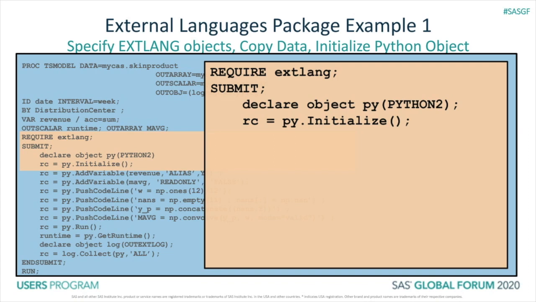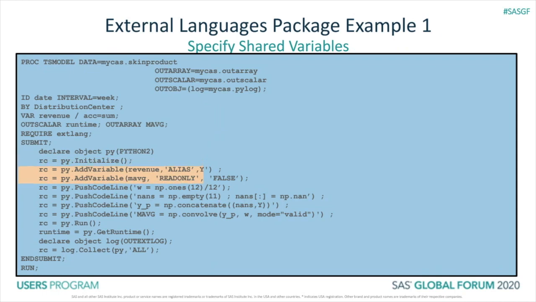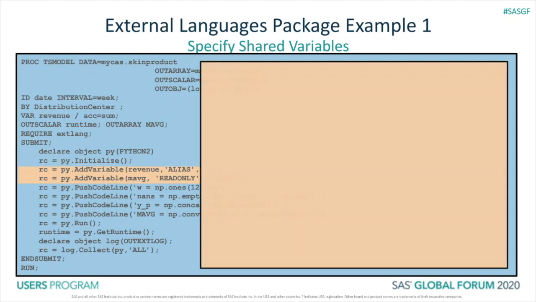Next, we're going to specify our shared variables. In this case, we have two shared variables. To do that, we use this add variable method, and the add variable method takes various parameters. I'm just going to go over the two main ones here. The first required parameter is the variable name itself, in this case, revenue.